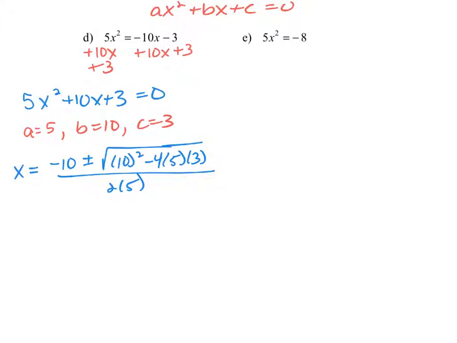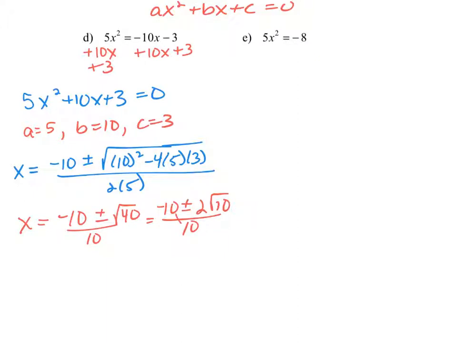Be very careful here. You want to make sure you don't skip any steps. Take your time so that you get it correct. We get negative 10 plus or minus the 10 squared minus 4ac, that's all going to simplify to the square root of 40 over 10. And the square root of 40 can be simplified because 40 is 4 times 10. The square root of 4 is 2. We get 2 times the square root of 10 all over 10.